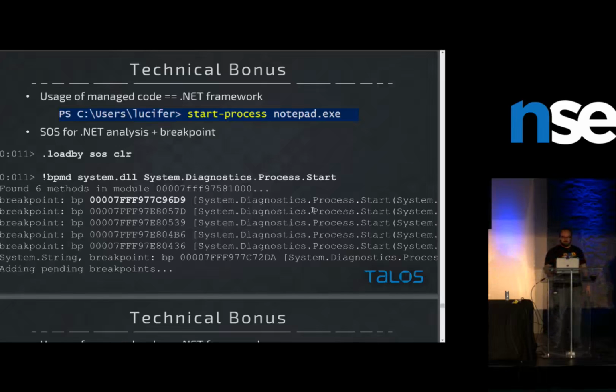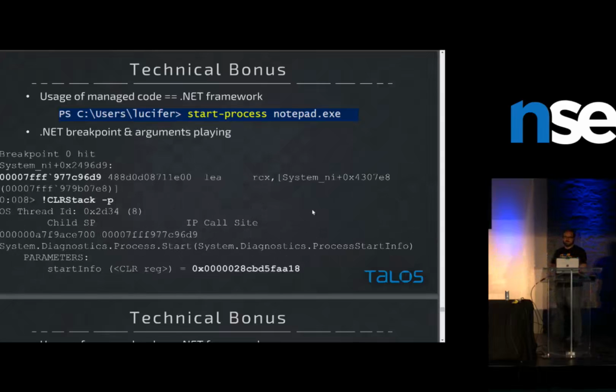So first thing, I'm able to breakpoint here. Next step, I execute my PowerShell, and it stops the execution on my breakpoint. WinDBG provides a command to analyze the stack of the .NET code, the CLR stack, for example. And here we can see that one parameter is a start info structure at a specific address, finishing by 18.